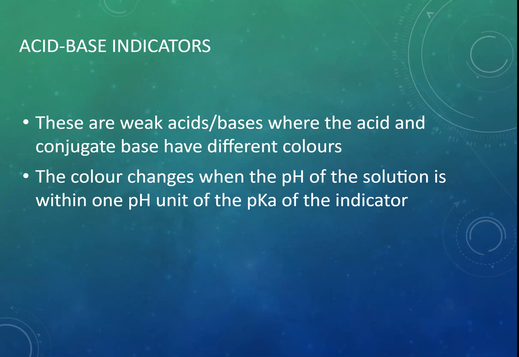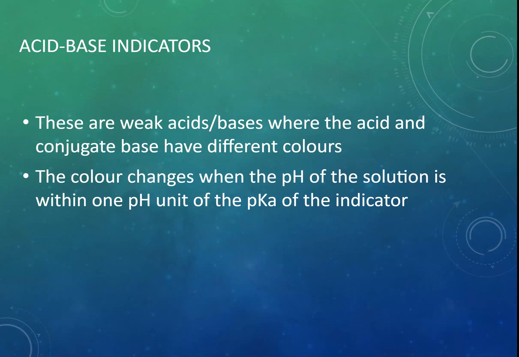The most important thing though is that when we're using the acid-base indicator, we want the colour change to happen at or about the equivalence point of the titration, because the indicator is what tells us when to stop the titration. So it tells us when we're hitting that equivalence point. So we need to have that colour change happening at the right point.